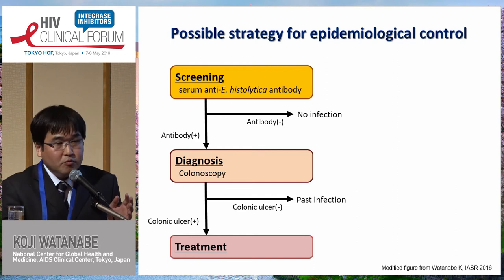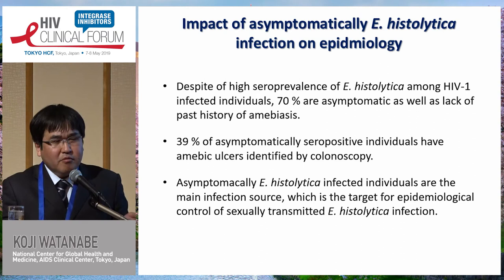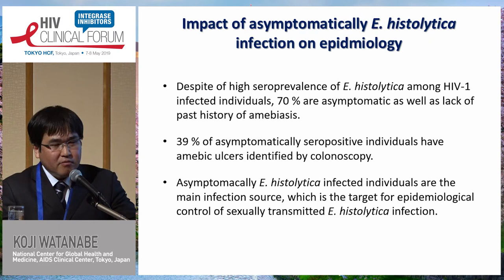So despite the high seroprevalence of E. histolytica among HIV-1-infected individuals, 70% were asymptomatic and lacked a past history of amoebiasis. And 39% of asymptomatic seropositive individuals had amoebic ulcers identified by colonoscopy. Asymptomatically E. histolytica-infected individuals are the main infection source, which is the target for epidemiological control of sexually transmitted E. histolytica infections.